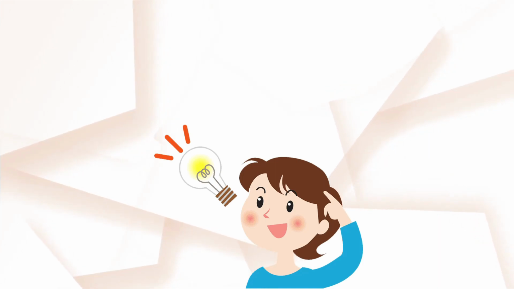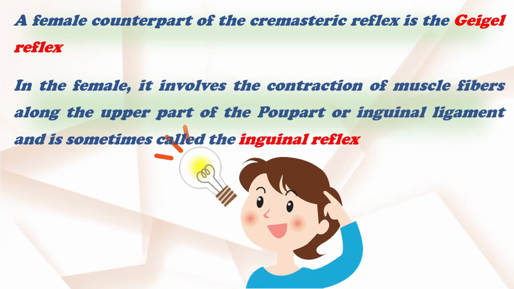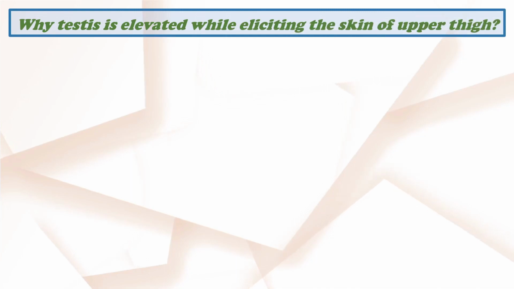A female counterpart of the cremasteric reflex is the Geigel reflex. In the female, it involves the contraction of cremasteric muscle fibers along the upper part of the Poupart or inguinal ligament, and is sometimes called the inguinal reflex. Now the major doubt is, why is the testis elevated while eliciting the skin of the upper thigh?